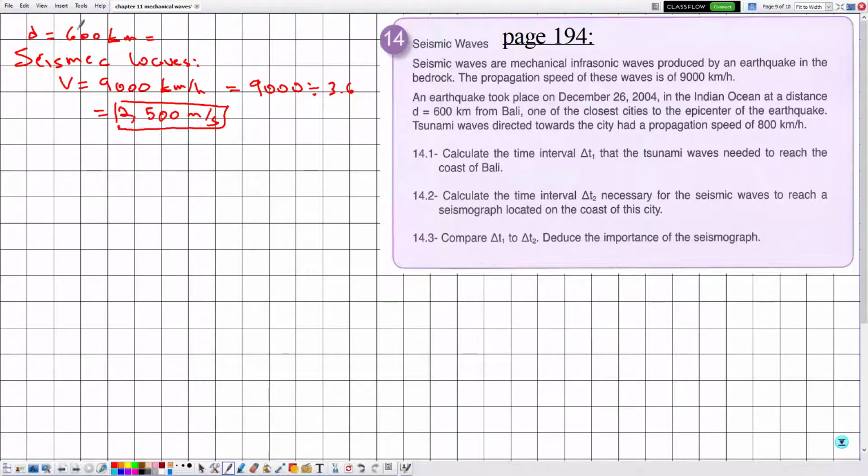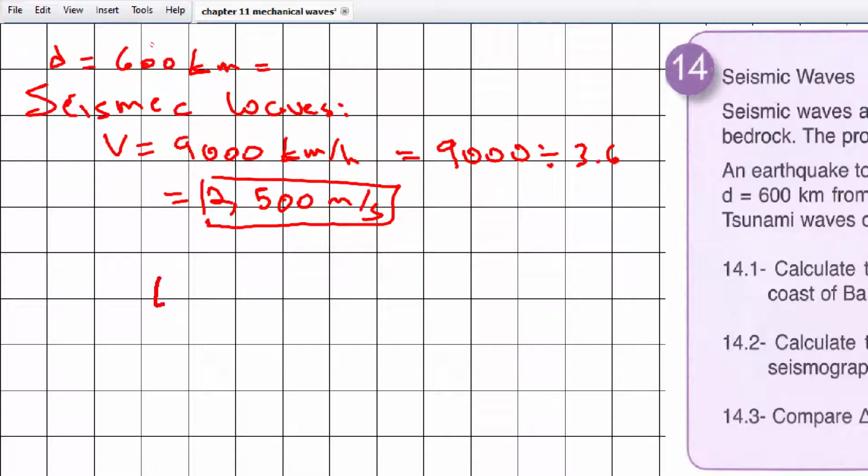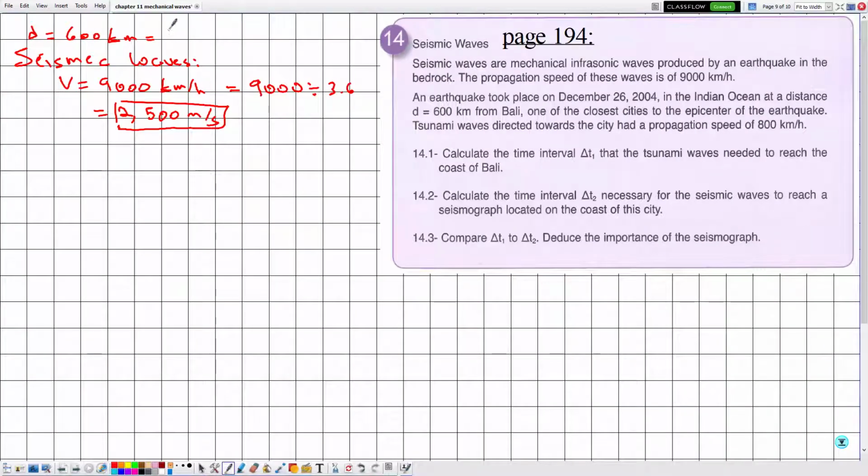Knowing that kilometers is not a unit of distance, in order to convert from kilometers to meters, we multiply by 1000. Then 600 multiplied by 1000, this is equal to 600,000 meters. From Bali, one of the closest cities to the epicenter of the earthquake, tsunami waves directed towards the city had a propagation speed of 800 kilometers per hour. Now what about the tsunami waves?